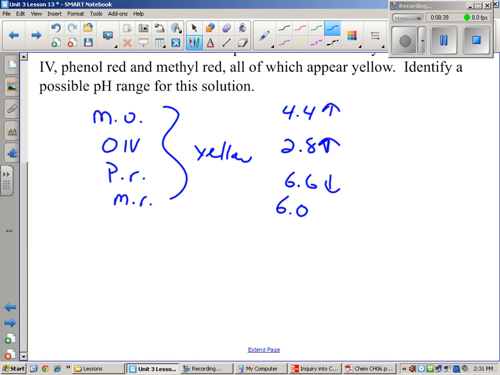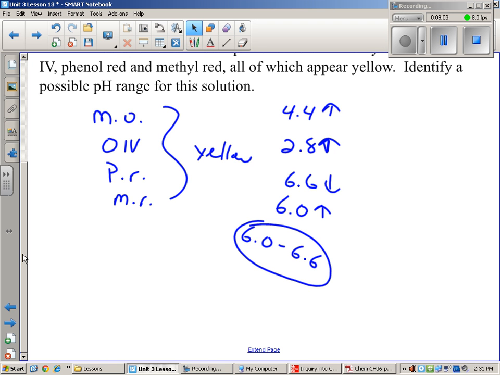So, what's the narrowest pH range for these four? Where can we narrow it down to? We're going to go from 6.0 to 6.6, and that would be our narrowest pH range. So you might say, what's the purpose of this one here? Once again, you're going to have these same things today. What's the purpose of using 5? It's to narrow it down the best you can.